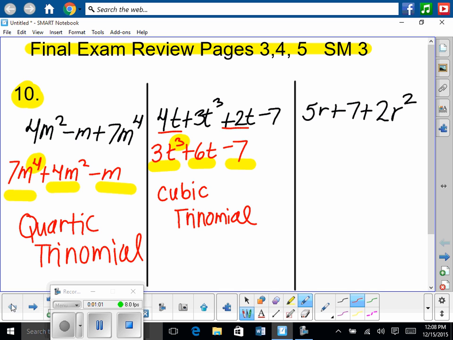And then in this next one, our 2r squared goes first, and then plus 5r plus 7. And once again, highest degree, number of terms. So this one is a quadratic and trinomial.